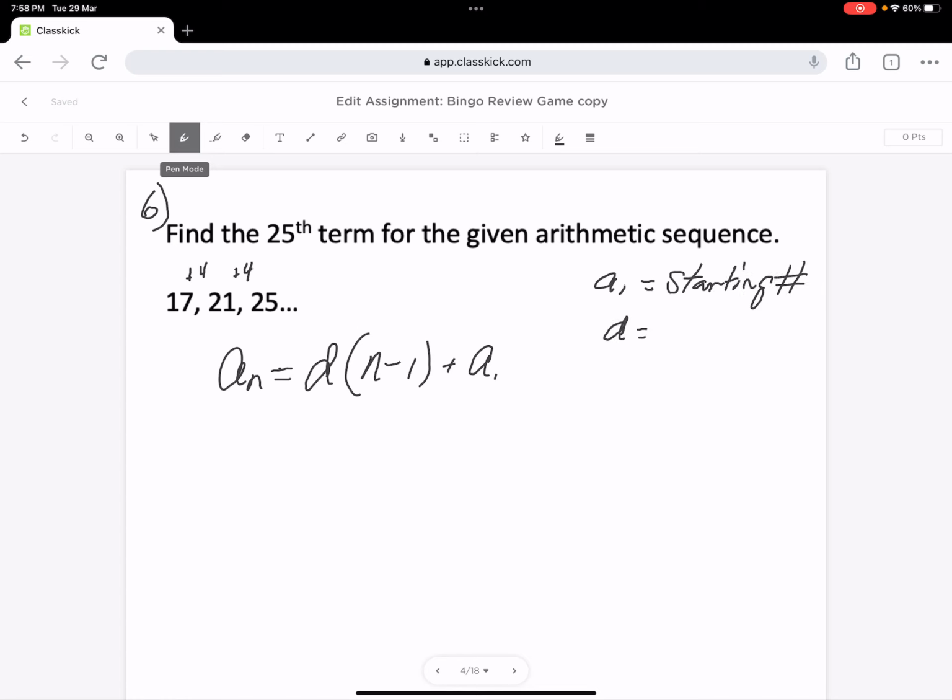And our d is our difference. And we leave n as is because that's telling us what number term we're looking for. So n is our number term. So in the beginning, for us to get our rule, we're just going to leave it as n.